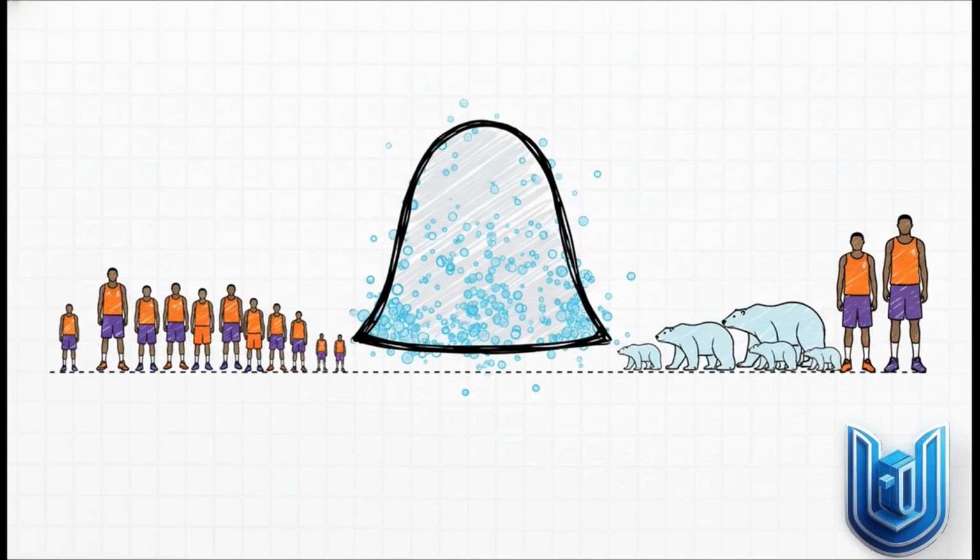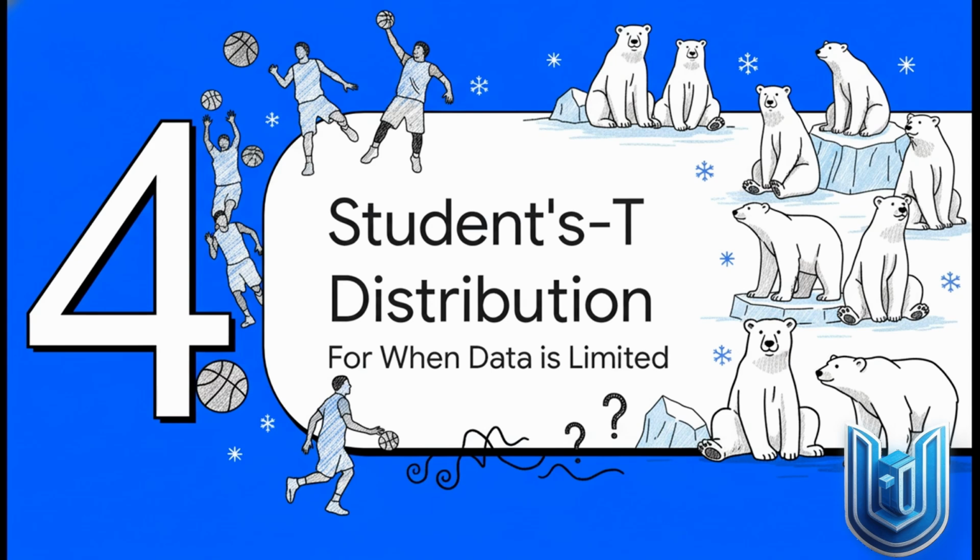The same thing happens with the weight of adult polar bears. Most of them are right around the average, and the outliers are pretty rare. Now that bell curve is great if you have data for all the NBA players or all the polar bears. But what happens when you don't? What if you've only spotted, say, 10 polar bears in the wild? Well, that's where this next distribution becomes an absolute lifesaver.